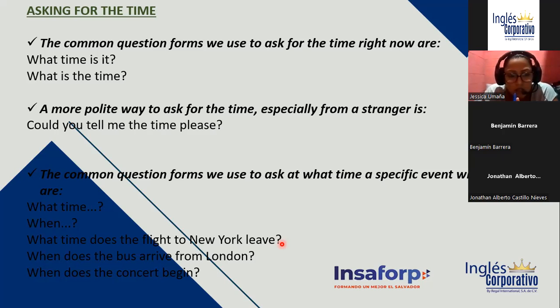Now, we have another one, which is when, cuando. When does the bus arrive from London? What do you guys understand by that? Cuando llega el bus de Londres. Exactly. And the last one, when does the concert begin? ¿Cuándo comienza el concierto? When does the concert begin? Now, those are the three ways that we can ask for questions.